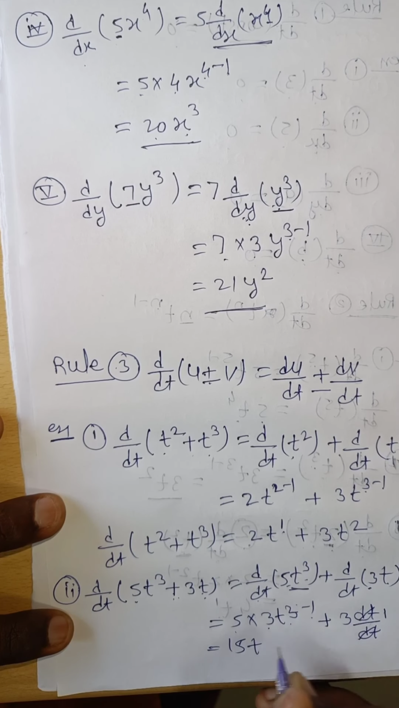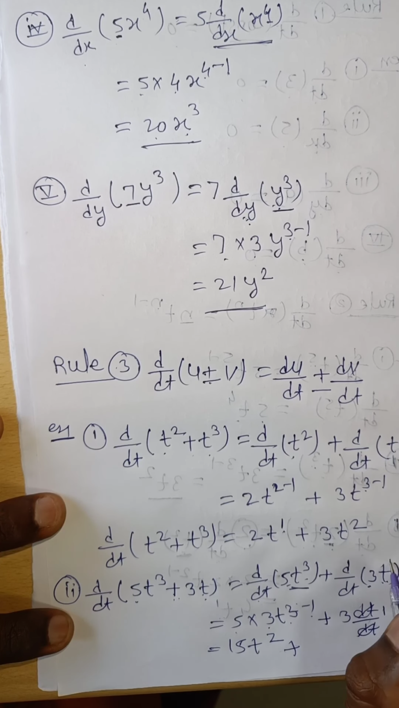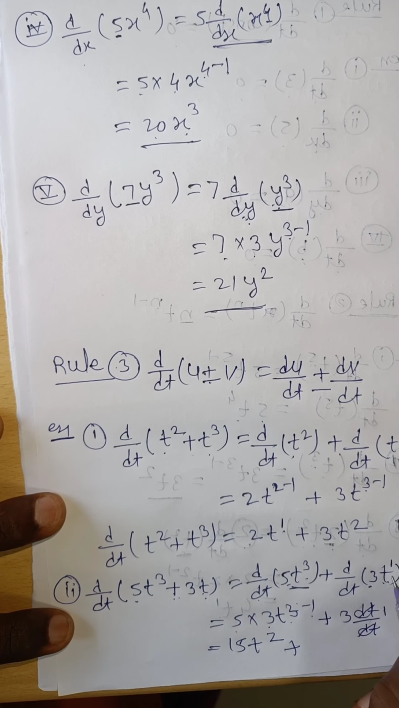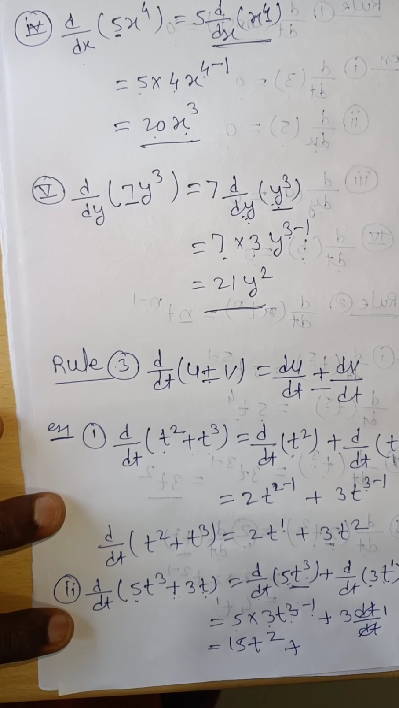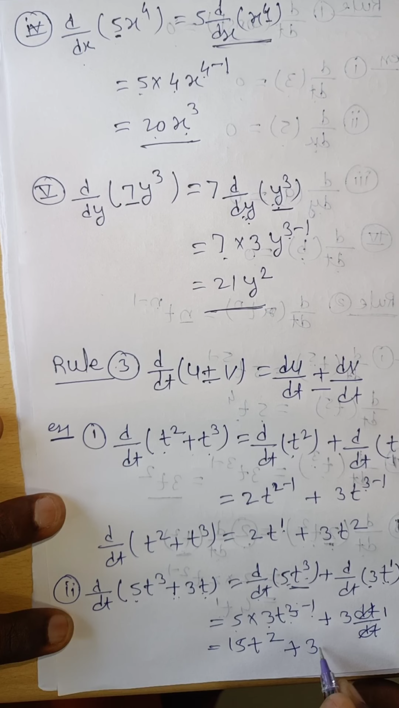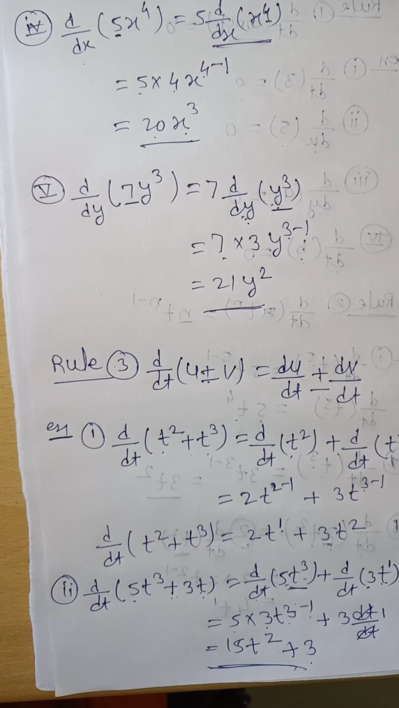t to the power of 3 minus 1 means 2, so 15 t square, plus t to the power of 1 minus 1, which is t to the power of 0, and t to the power of 0 means 1. Then 3 into 1 means 3. So the differentiation is 15t square plus 3.